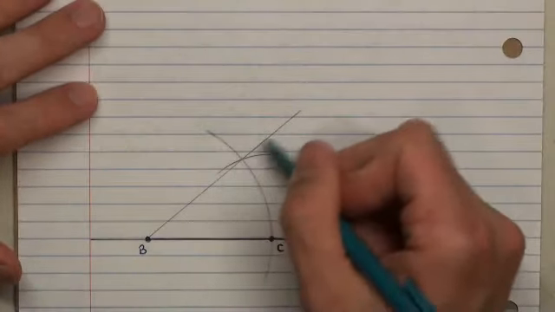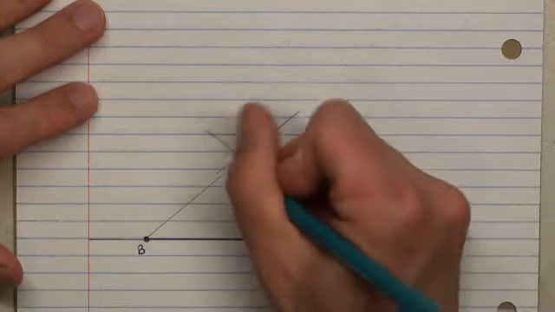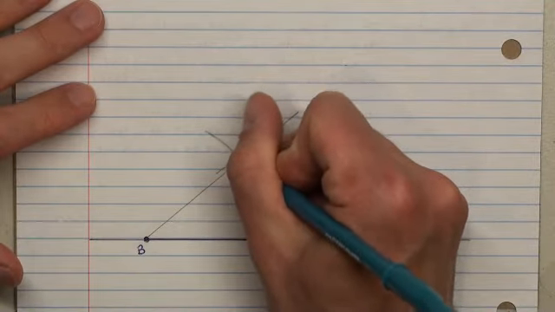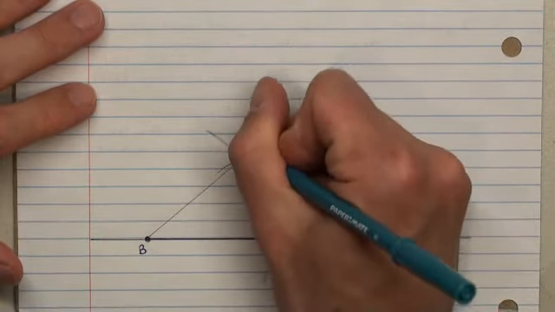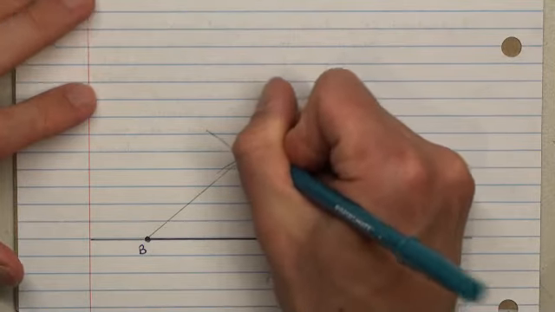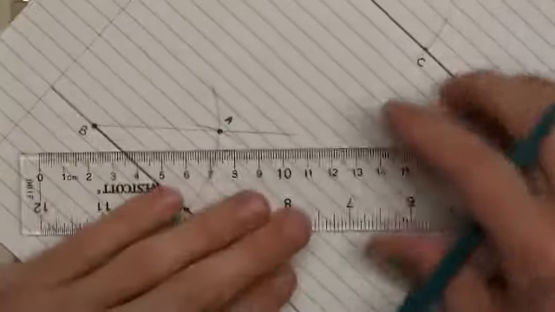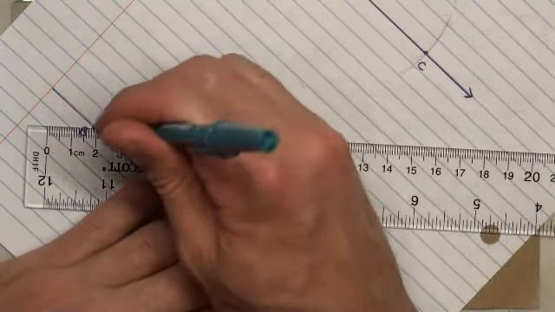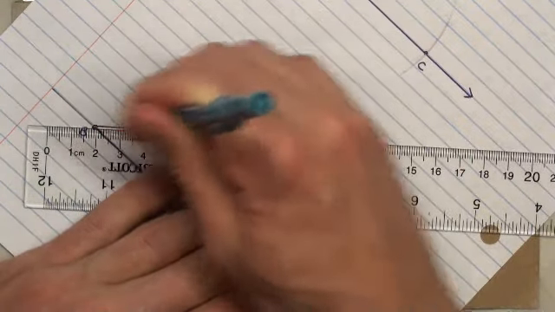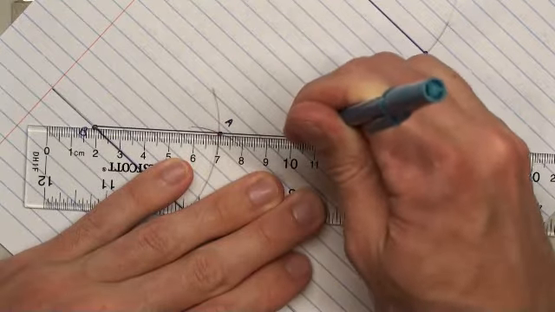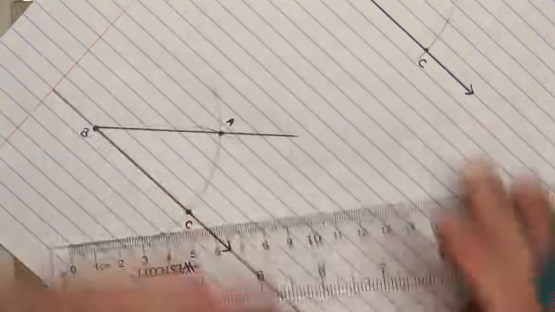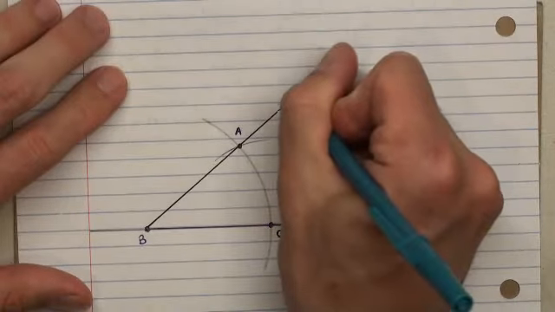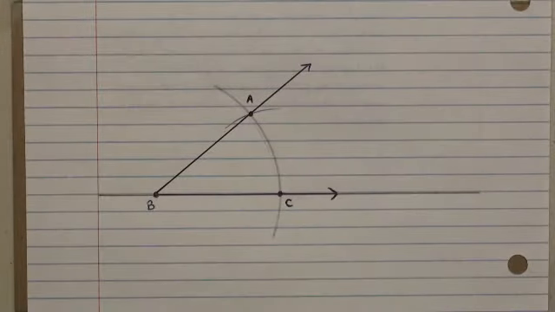Now it doesn't matter where on this side you label A. You might as well just label it where everything crosses, just so that you'll remember easier. So let's call this A. And we also have to go over this side in pen. And make your arrow. And that is how you copy an angle using constructions.